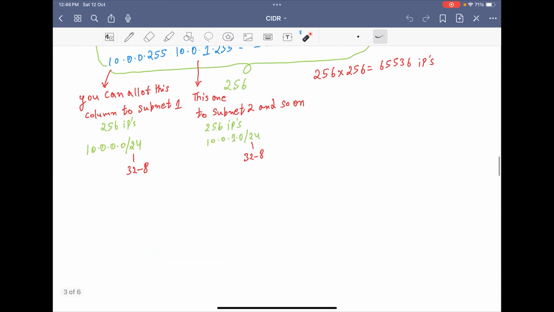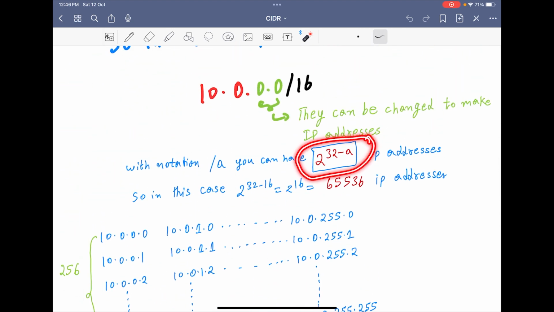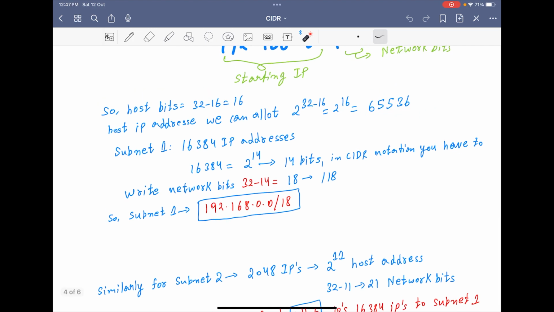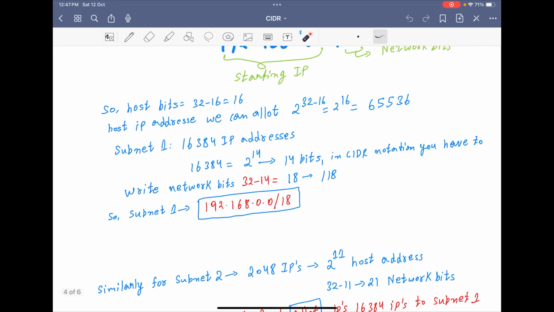So here actually you need to remember this particular formula to calculate host IP addresses. If you have slash a given, 2 to the power 32 minus a will be the number of host IP addresses. So similarly here, 65,000 IP addresses. In subnet 1 we need to have 16,384 IP addresses, which is 2 to the power 14. So 14 bits in CIDR notation you have to write network bits. So our host bits will be 18. So for subnet 1 you can write in CIDR notation this way: starting IP address slash 18.